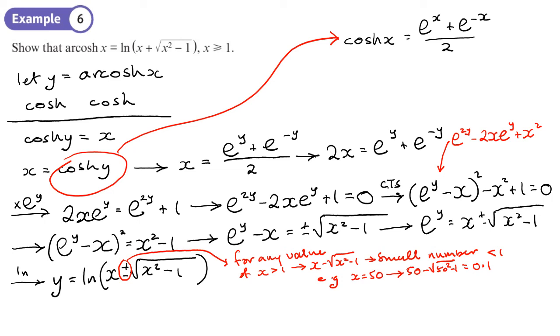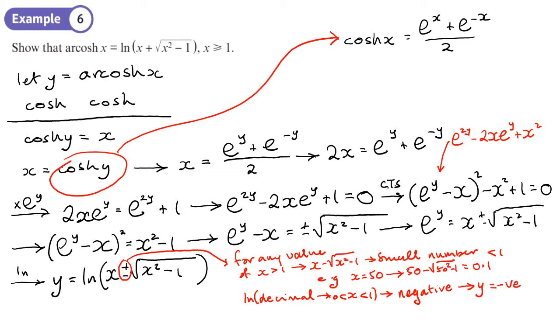Now, what happens when you do the log of a negative number? Sorry, not a negative number. The log of basically a decimal, in other words, a number which is greater than 0 but less than 1. What happens is you get a negative result. So I'd end up with y being negative.